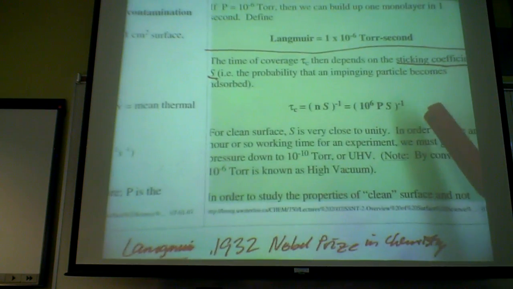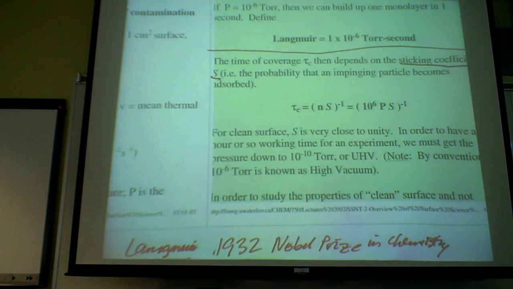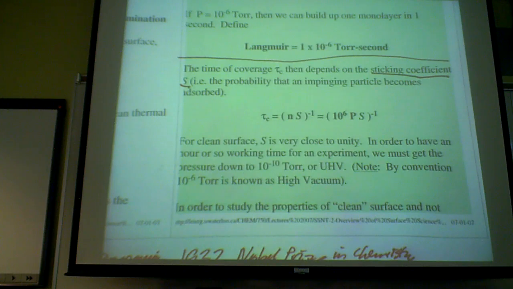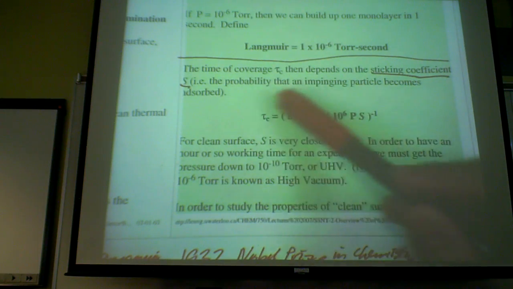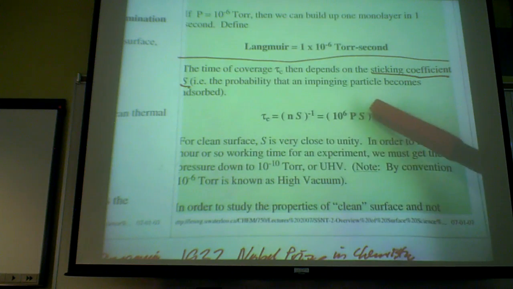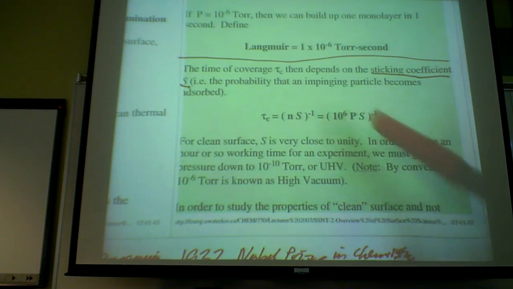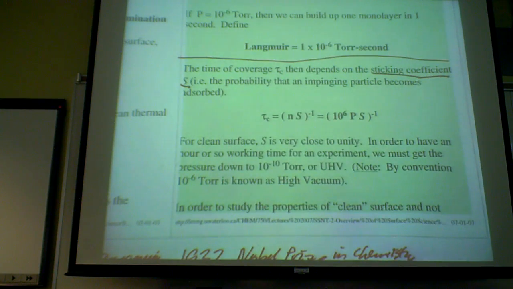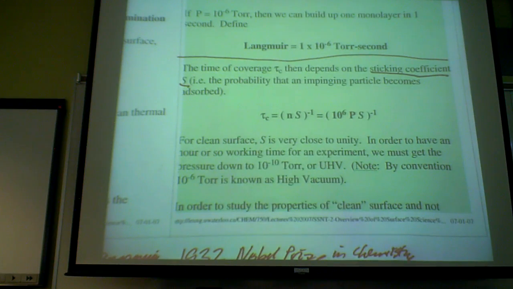So in the end, if you look at this resident time, you want roughly about an hour of working time for your experiment to measure something, because you need to make measurements, and it does take some time. So let's say 1 hour, and you work out this number. You assume a sticking coefficient of 1 because you assume that your surface is very clean to begin with. So you put 1 in here, and then you try to work out, if you need an hour for this resident time, how much pressure do you need? And you do this calculation, it turns out to be 10 to the minus 10 torr.